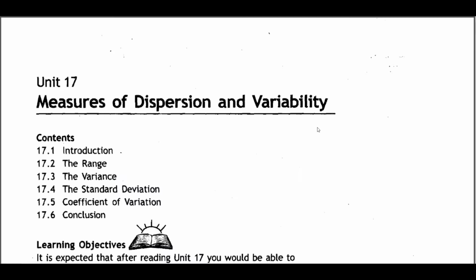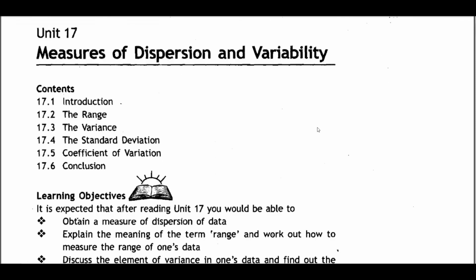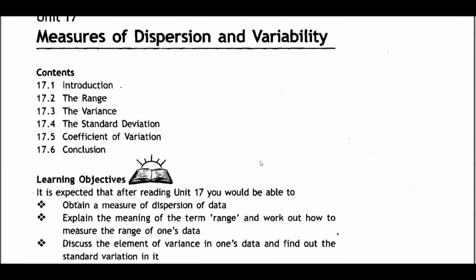Unit 17 Measures of Dispersion and Variability. Contents: 17.1 Introduction, 17.2 The Range, 17.3 The Variance, 17.4 The Standard Deviation, 17.5 Coefficient of Variation, 17.6 Conclusion. Learning objectives.